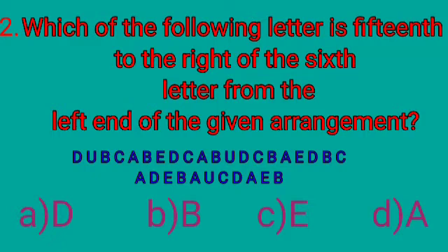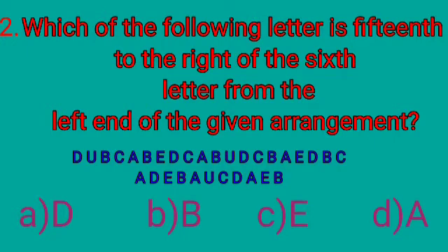Here 15th to the right of the 6th letter from the left end means first you take the 6th letter from the left. That means D is 1, U is 2, B is 3, C is 4, A is 5, B is 6th letter. Then in B letter, E letter is right, A letter is left.